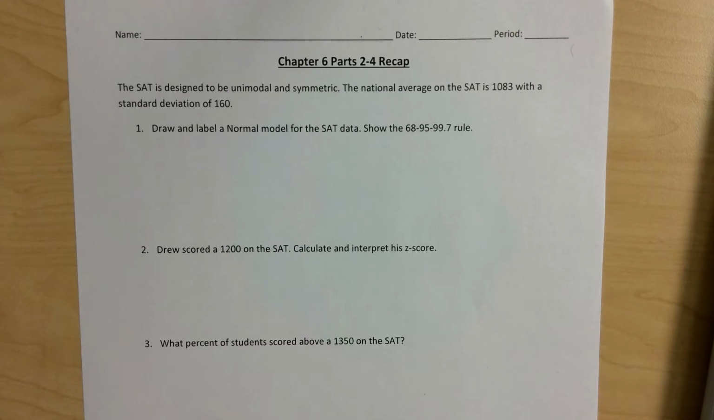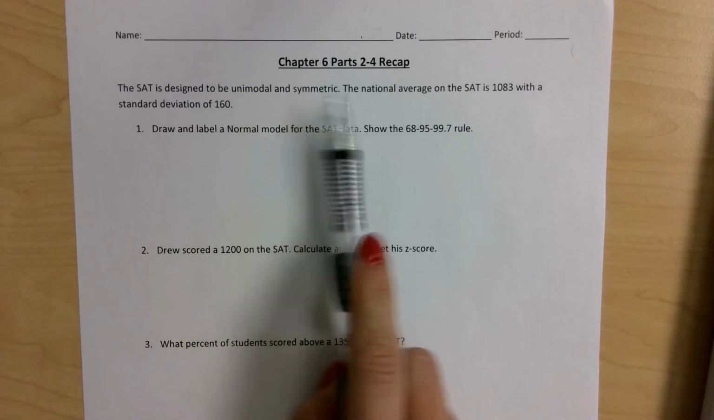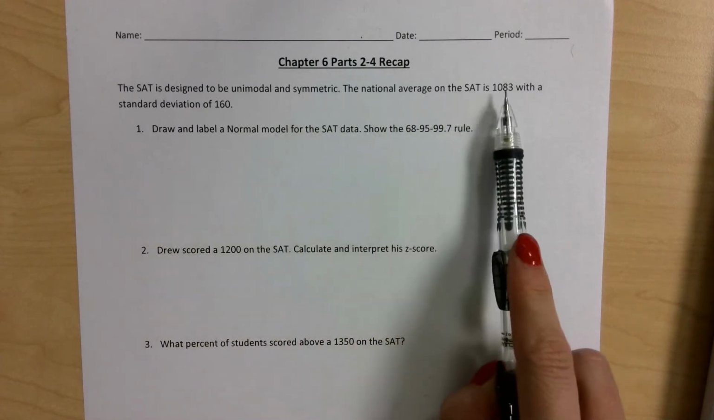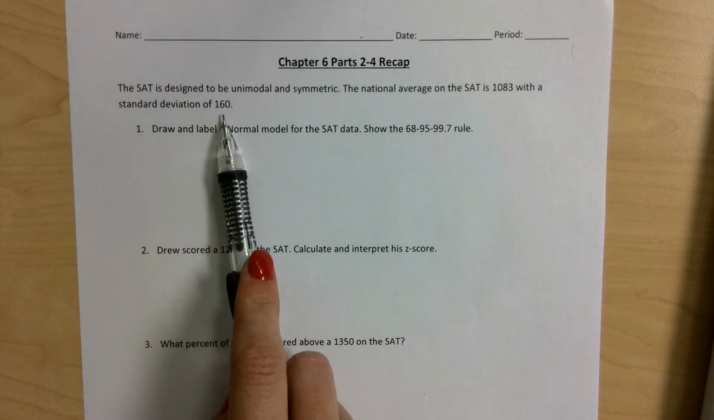I feel like the last several lessons have been kind of broken up with the SAT and everything, so I wanted to make a quick video recapping everything that was covered in Chapter 6, Parts 2 through 4. So our scenario is that the SAT is designed to be unimodal and symmetric, and the national average on the SAT is 1083 with a standard deviation of 160.